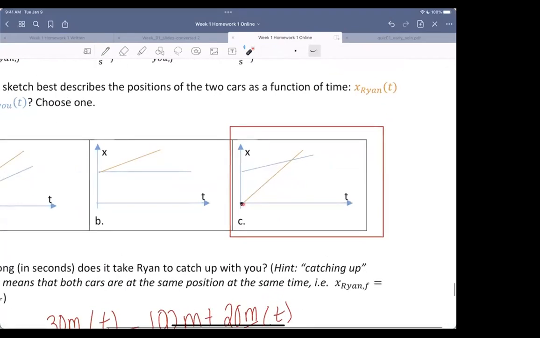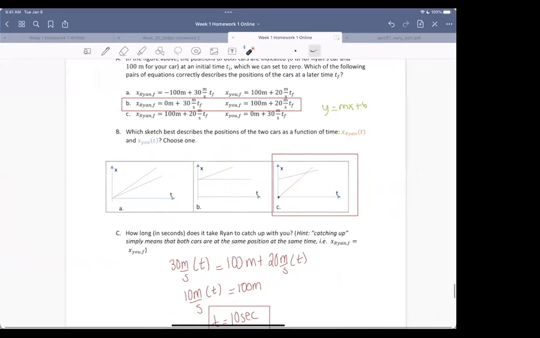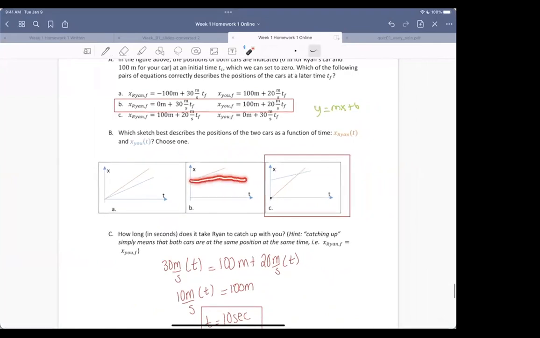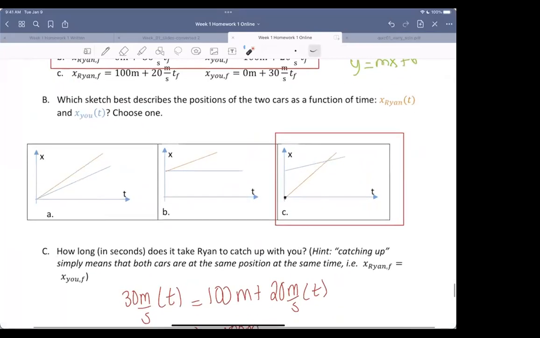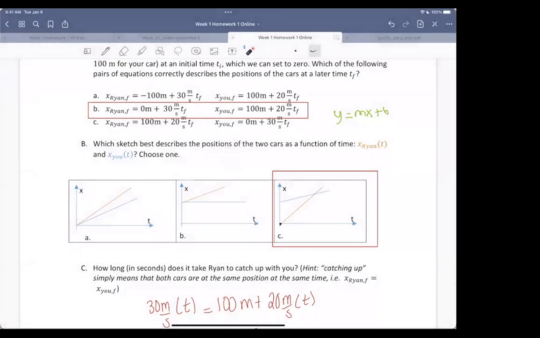So you can see here that if you look at it visually, his graph is a lot steeper than your graph, right? So that's why C is the only one that makes sense here. Otherwise, this graph right here is showing absolutely no change in your position. It doesn't make any sense, right? That would indicate a slope of 0 and therefore a velocity of 0.